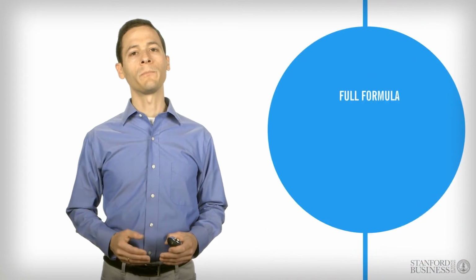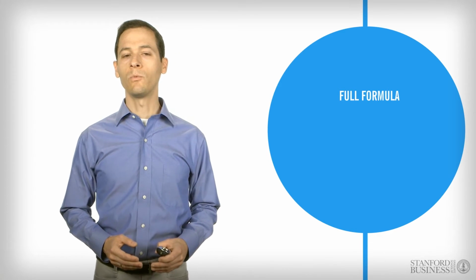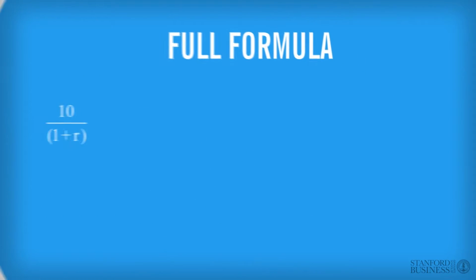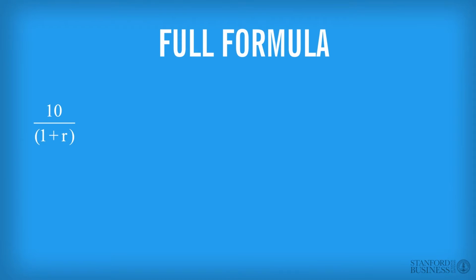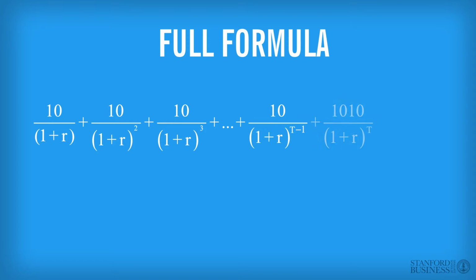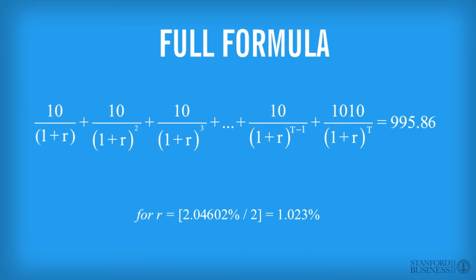The full formula used to calculate the present value was the following: 10 over 1 plus r, that's the first coupon, plus 10 over 1 plus r squared, that's the next one, plus 10 over 1 plus r cubed, and so on, up until the very last payment, which is $1,010 divided by 1 plus r to the t, that's the principal repayment plus the last coupon. And if we plug in an r of 1.023%, we get a price of $995.86.